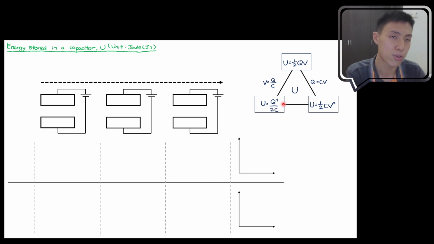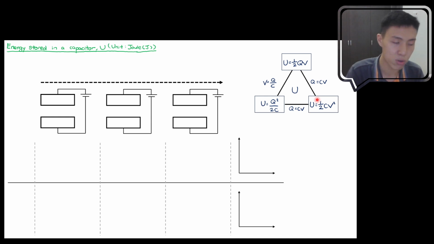Of course, if you want to complete the triangle, you know that if you replace the Q over here with CV, then you get this equation: U is equal to half CV squared. So these are the three equations. Any equation can be used.